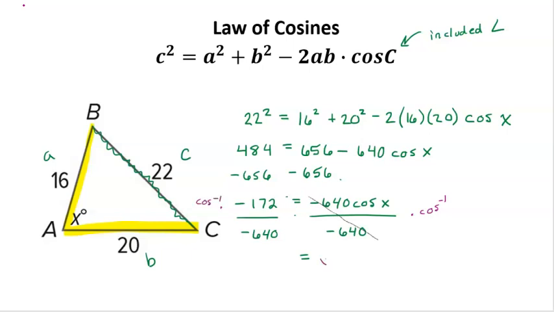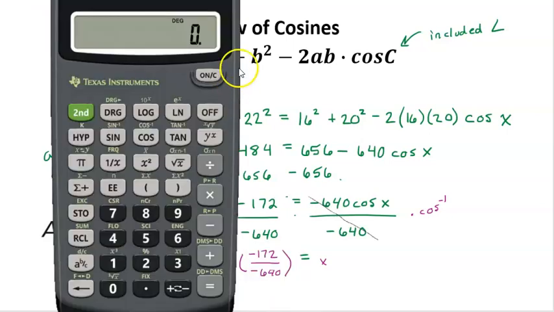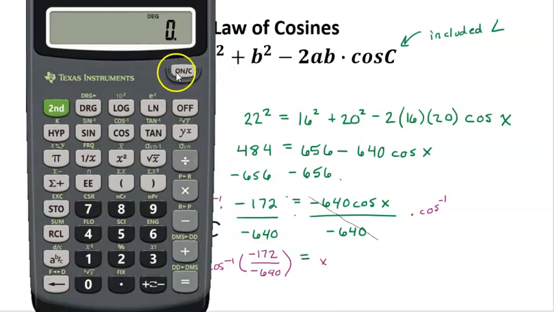And so X is going to be the inverse of cosine times negative 172 over negative 640, like that. And then let's go ahead and put this into our calculator. So make sure it's all cleared out and ready to go. And so remember, we put our numbers in first. So we have 172, and then we make it negative, divided by 640, and then we make that negative. Then we can press equals.